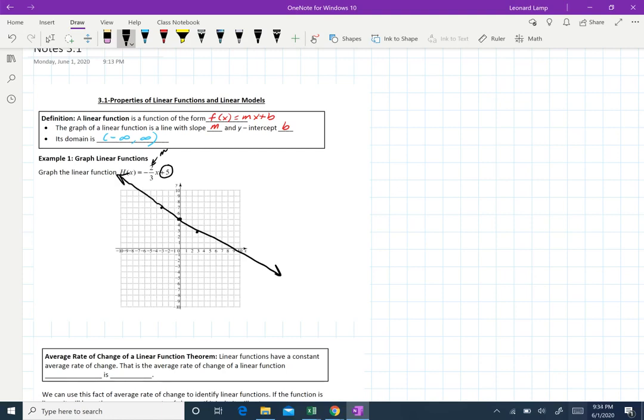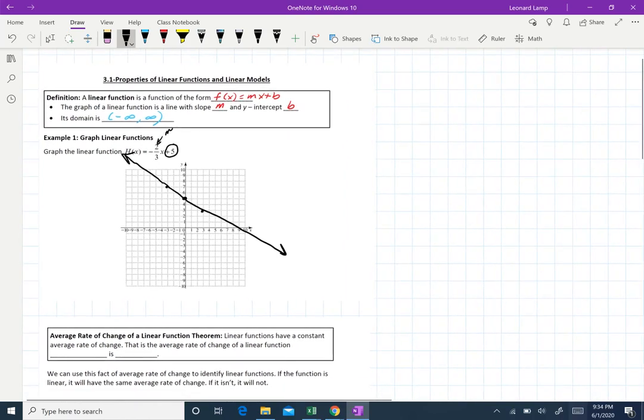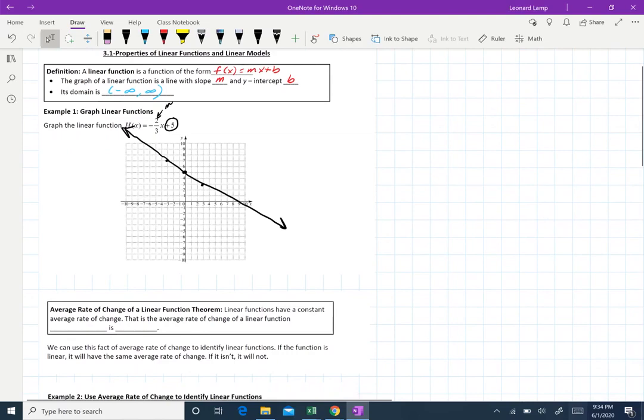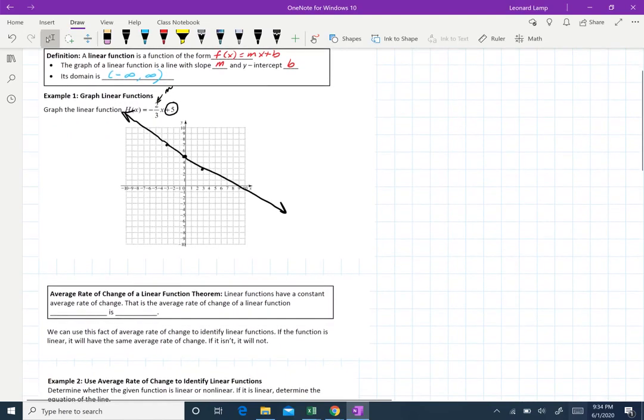So the main idea to take from this is this next theorem about average rate of change. The average rate of change of a linear function is constant. If you look at it, as you go from one point to the next, it's changing by the same ratio. So linear functions have a constant rate of change. The average rate of change of a linear function f(x) = mx + b is given by the change in y over the change in x, which is a fancy way of just saying the slope.